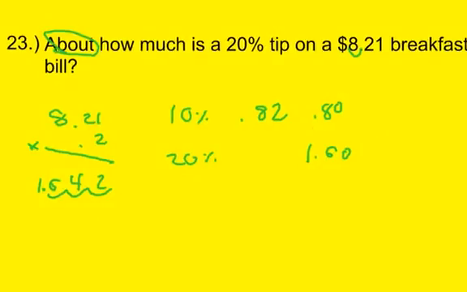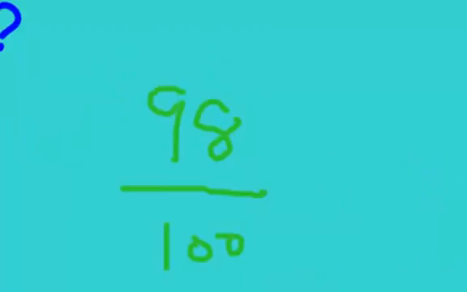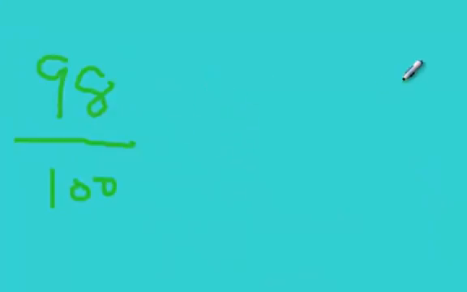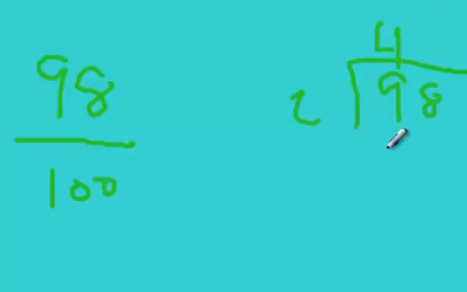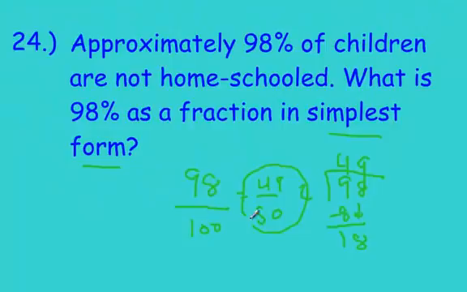Alright, number 24. Approximately 98% of children are not homeschooled. What is 98% as a fraction in simplest form? Percent means per 100. 98 per 100. Remember again, simplest form. Divide these by 2. 98 divided by 2, we might have to do that out. 2 goes into 9, 4 times. 4 times 2 is 8. 9 minus 8 is 1. Bring down that 8. 18. 2 goes into 18, 9 times. We get this equal to 49 over 100 divided by 2 is 50. That's our final answer. 49 out of 50.